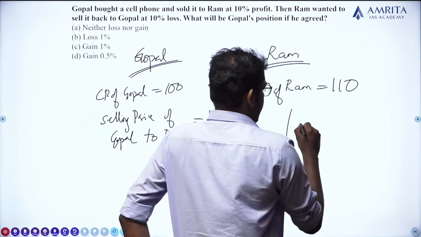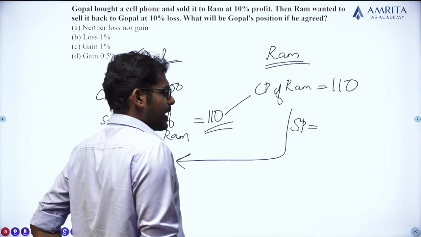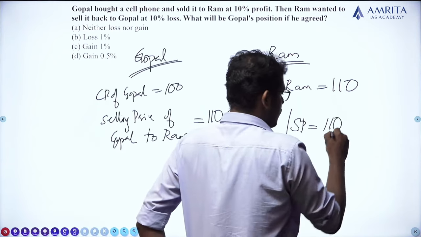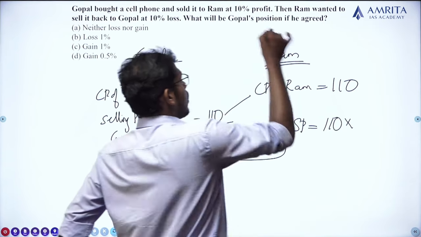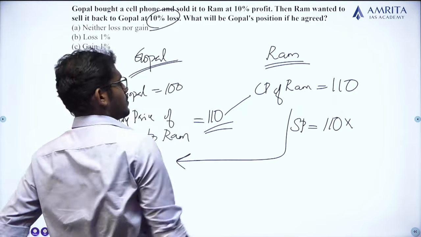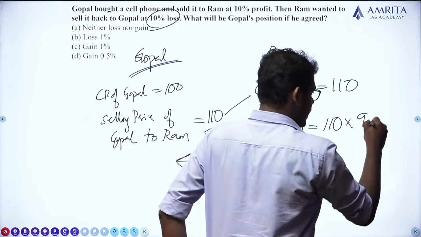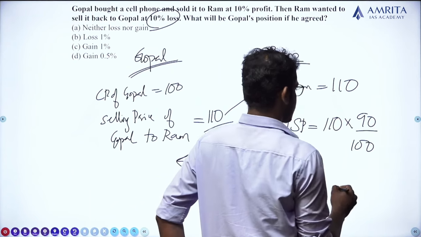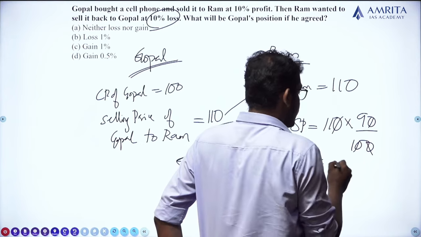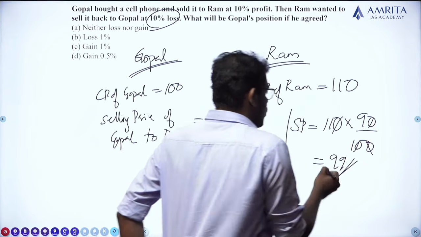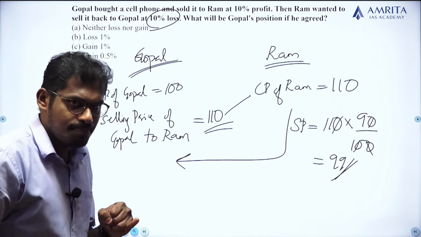Now we have to find out the selling price here. Selling price can be obtained by taking the cost price into 90 by 100, since the loss percentage is 10%. Clear? Zeros cancel, 11 into 9 is 99. So the selling price of Ram to Gopal is 99.